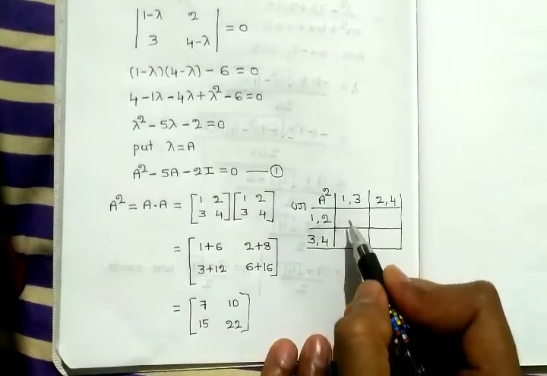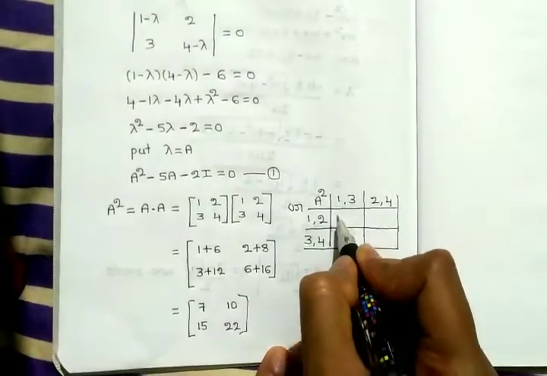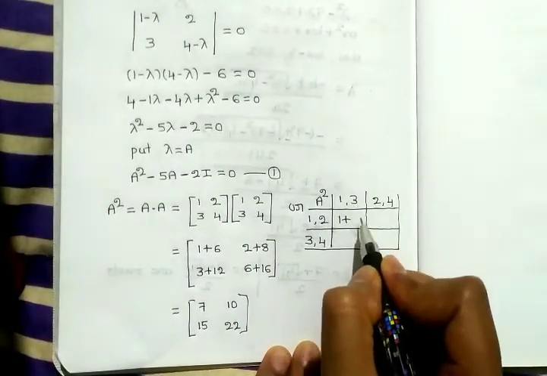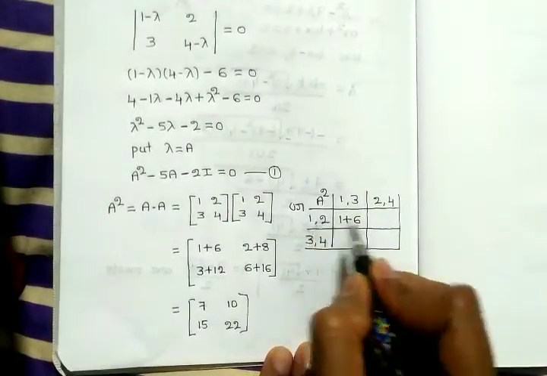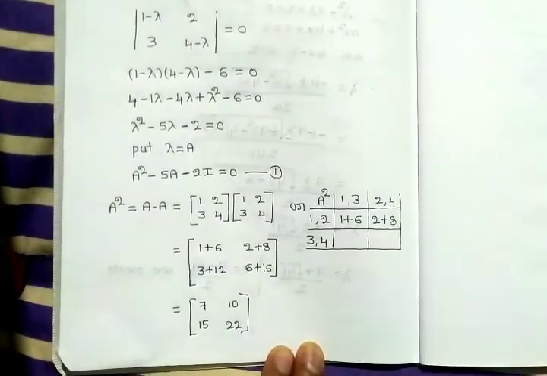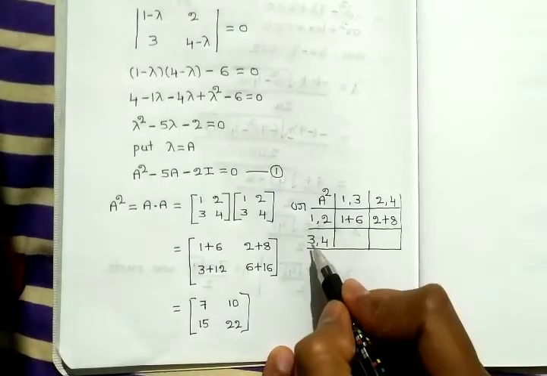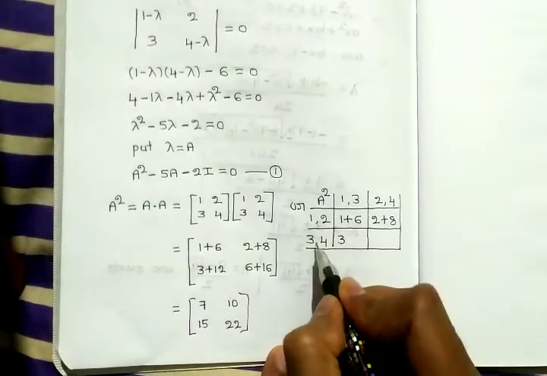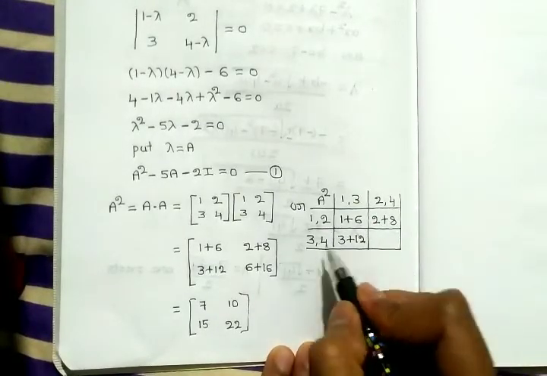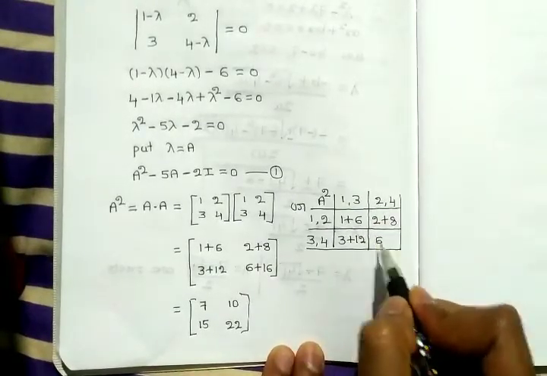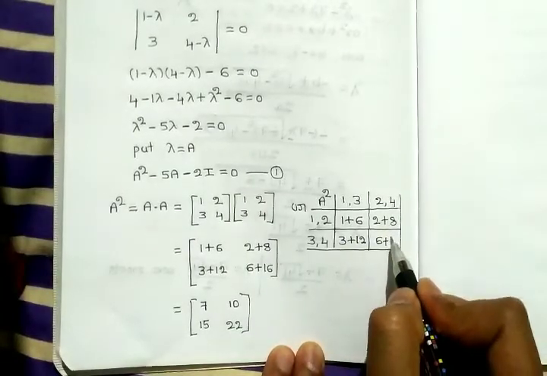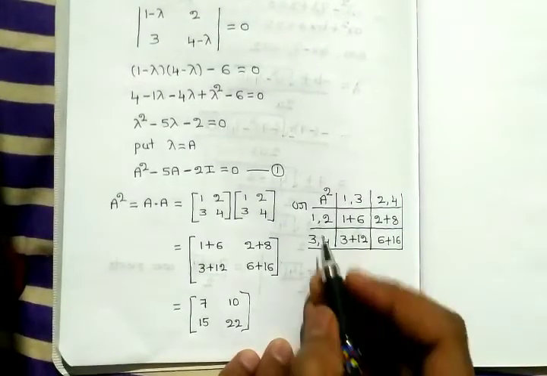Next, multiply these two, keep it here. 1 into 1, 1, plus into plus is plus, 2 into 3 is how much here? 6. 1 into 2, 2, plus, 4 into 2 is how much here? 8. Next, 3 into 1, 3, plus, 4 into 3 is how much here? 12. So 3 into 2, 6, plus, 4 into 4 is how much here? 16.